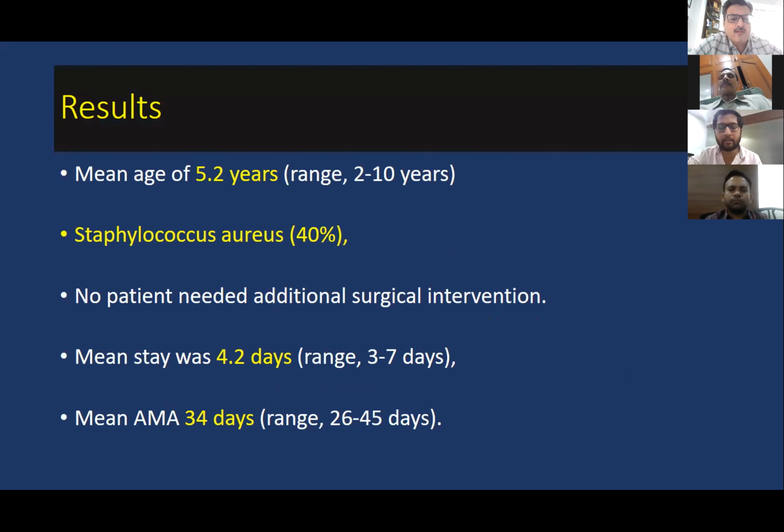Shalin? They have mentioned that they have given antibiotics for 34 days. I also had this query, but they have mentioned a mean stay of 4 days only. So they might have given IV antibiotics for a range of 3 to 7 days. But in septic arthritis, once the CRP normalizes, we stop any form of antibiotic. We don't give oral antibiotics too.